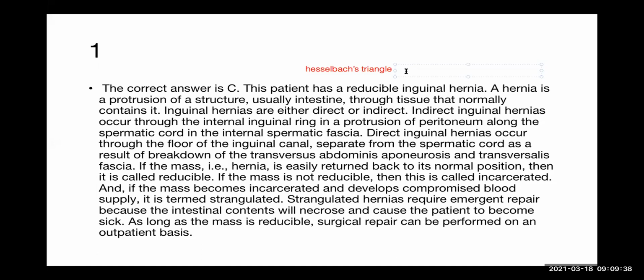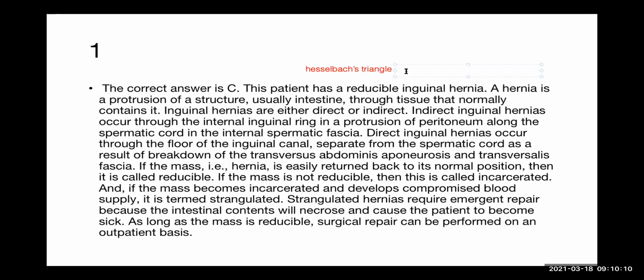On the lateral side, these are the inferior epigastric blood vessels. Inferiorly, there is the inguinal ligament, and medially, this is the lateral border of the rectus abdominis muscle. So it exactly acts like a triangle there. And through this Hesselbach triangle, the direct inguinal hernia occurs. Never forget this. It's a very, very important question from anatomy and also from surgery.